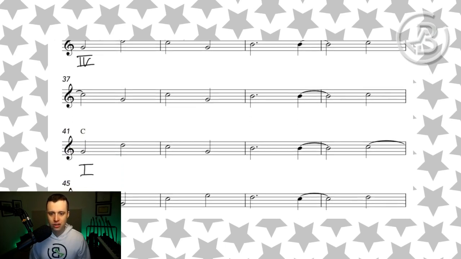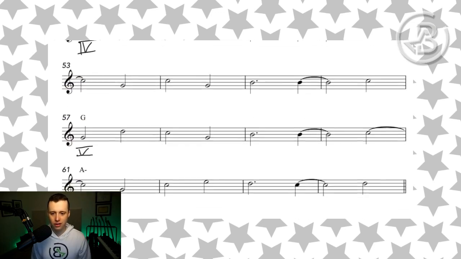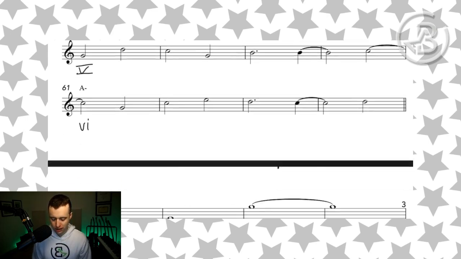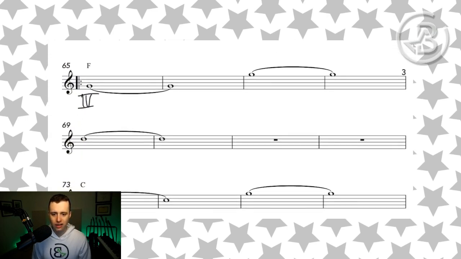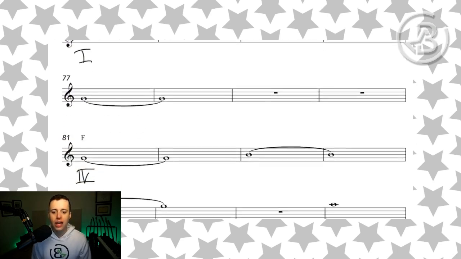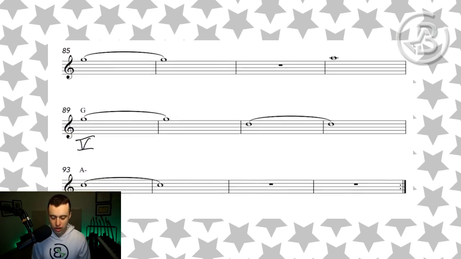So we have 8 measures of F. Now we have 8 measures of C. Now we have 8 measures of F. Now we have, getting even faster, 4 measures of G, 4 measures of A minor. So we're starting to speed up. It's starting to become more complex. We go to 65, 8 measures of F, 8 measures of C, 8 measures of F, 4 measures of G, 4 measures of A minor.